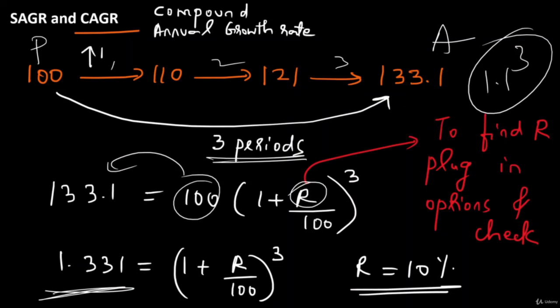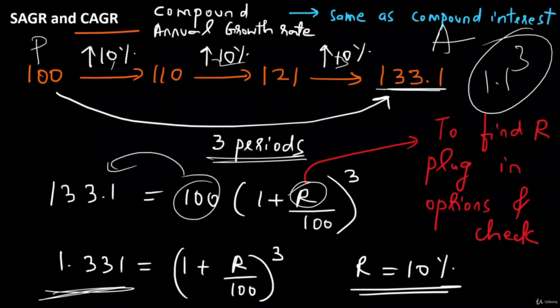All right, now what does this mean? It means that there's an increase of 10% over here, so 100 becomes 110, and again when you do a 10% increase, 110 becomes 121, and if you increase 121 by 10%, you get to 133.1. Now notice that compound annual growth rate is the same thing as compound interest.